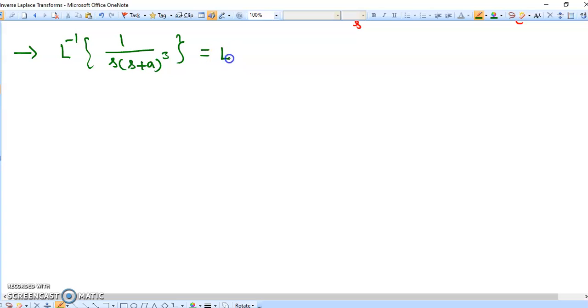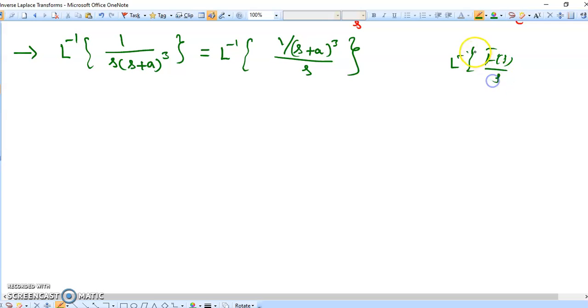The same problem can be rewritten as L inverse of 1 by s plus a whole cube, divided by s. It is something like L inverse of f bar of s by s, that is the division by s property. In this property, L inverse of f bar of s by s is integral 0 to t f of t dt.